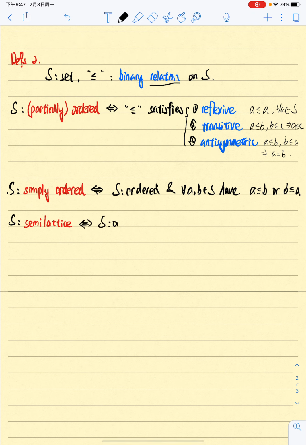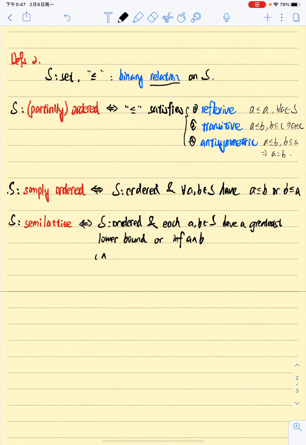If S is ordered and each two elements A, B in S have a greatest lower bound, we call this inf of A and B.